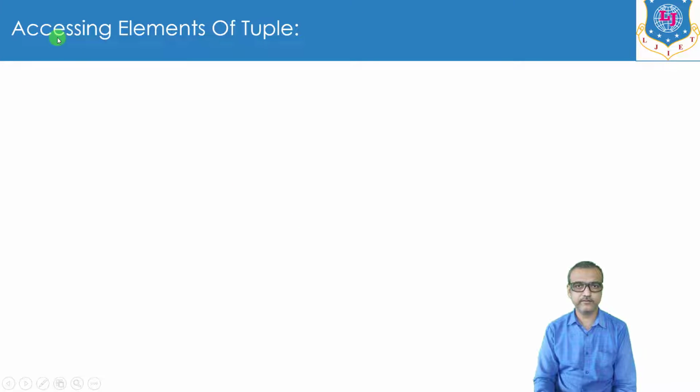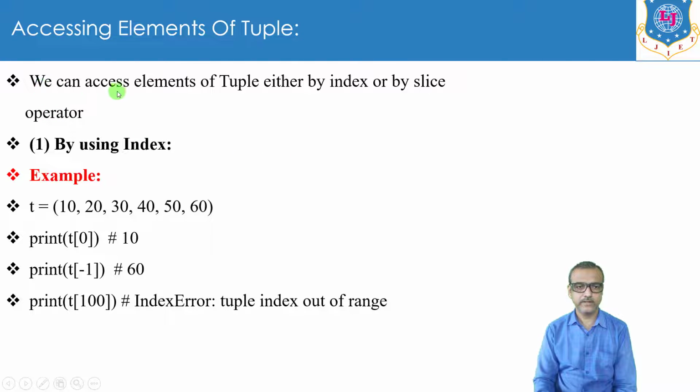Now we will see the next topic, that is accessing elements of tuple. We can access elements of tuple either by index or by slice operator. So first of all we will see accessing elements of tuple by using index. For example, we have created a tuple t that is equal to 10, 20, 30, 40, 50 and 60.